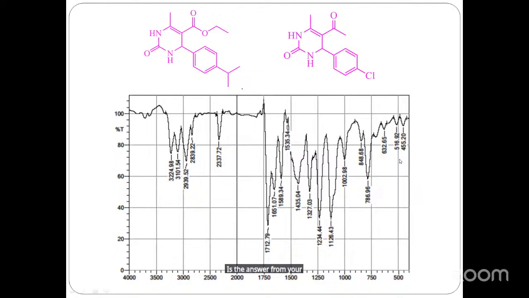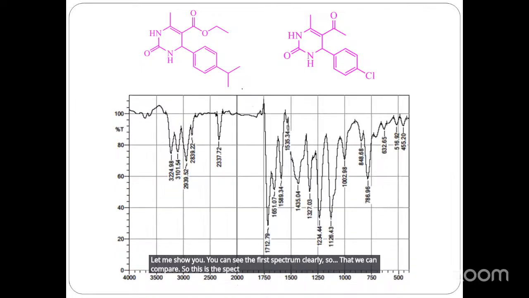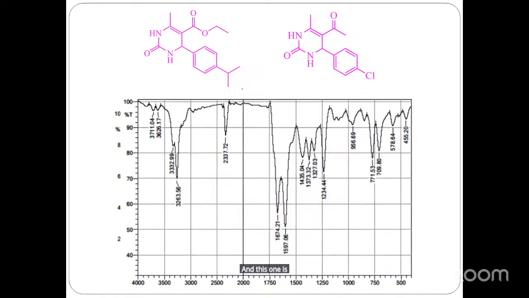Yes, it is having a ketone. So an ester group is changed to a ketone. And we also have Cl. So if we observe the IR spectrum of the second compound, let me show you. You can see the first spectrum clearly so that we can compare. So this is the spectrum. Again, I am showing you: this is the first spectrum and this one is the second spectrum.